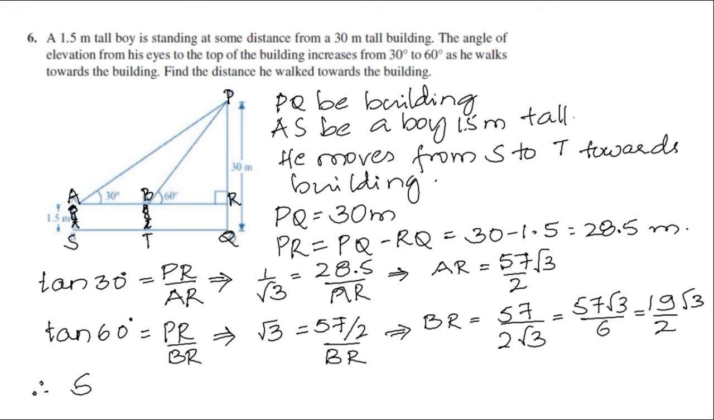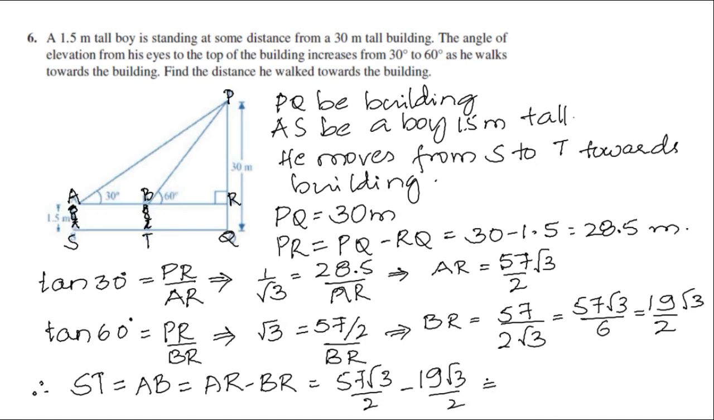Therefore, the distance he walked, ST, will be equal to AB. This will be equal to AR minus BR. The length of AR is 57 root 3 by 2 minus 19 root 3 by 2. The difference is going to be 38 root 3 by 2. 38 is divisible by 2. We get it as 19 root 3. So 19 root 3 meters is the distance he walked towards the building.